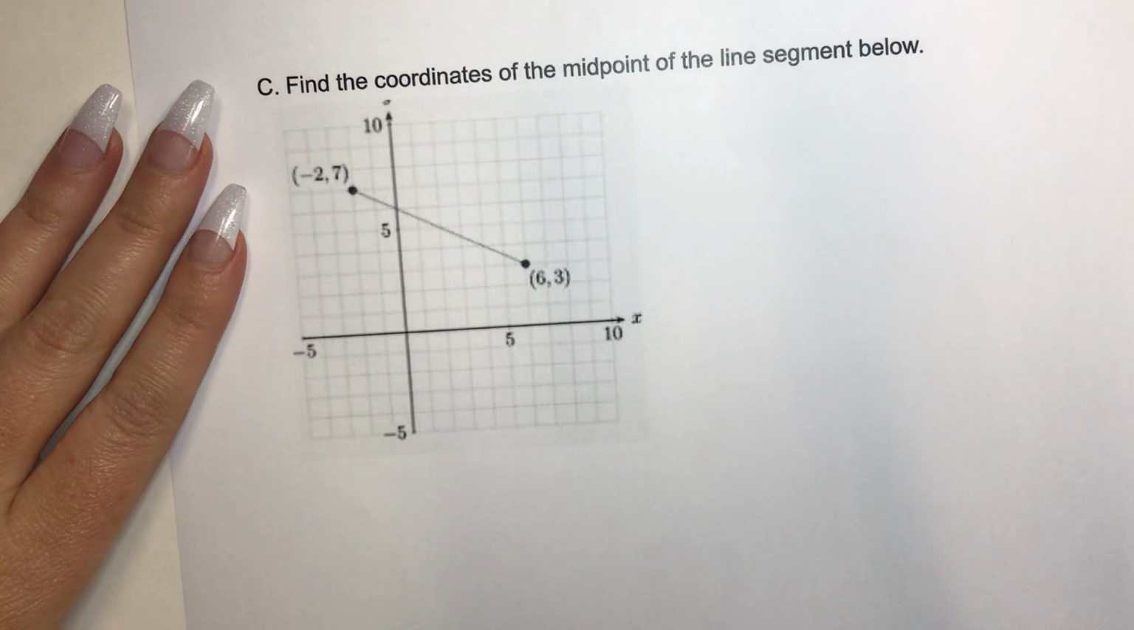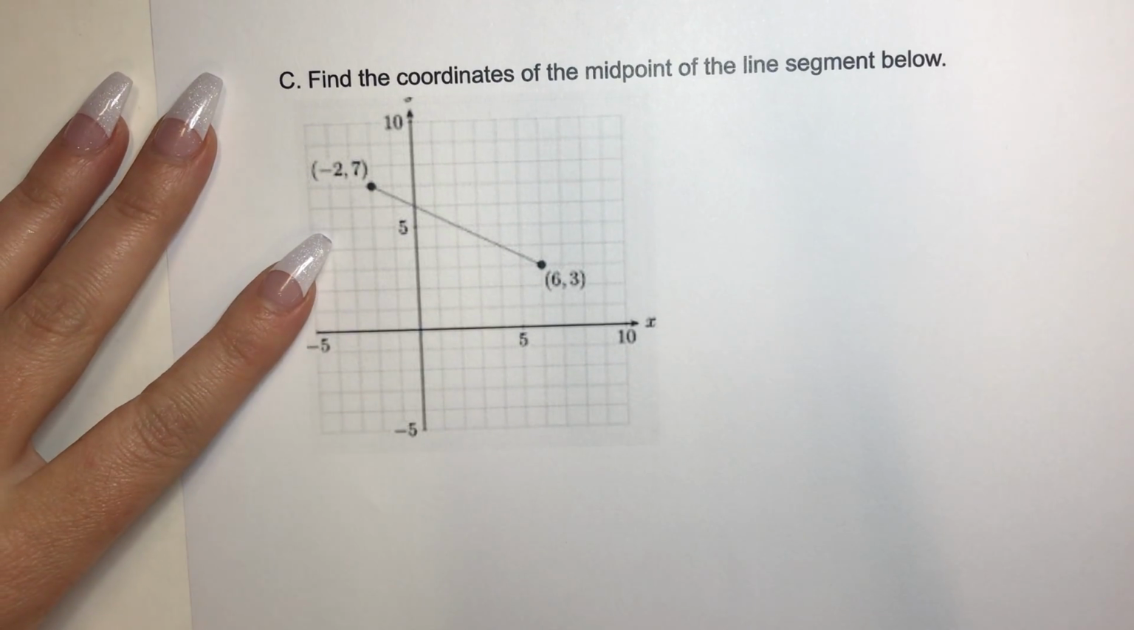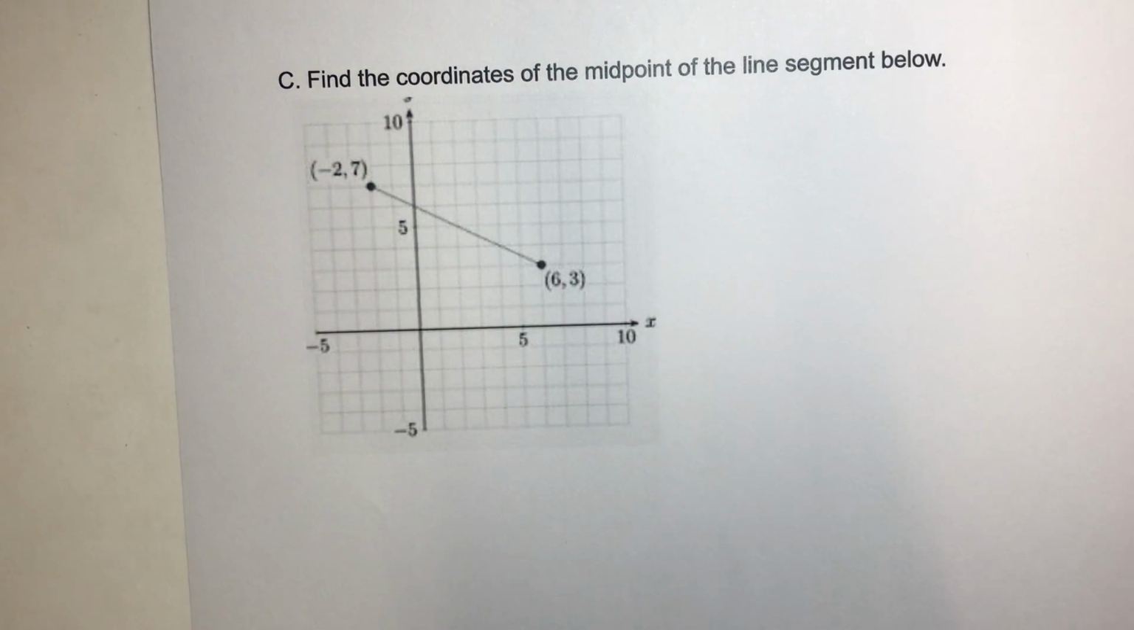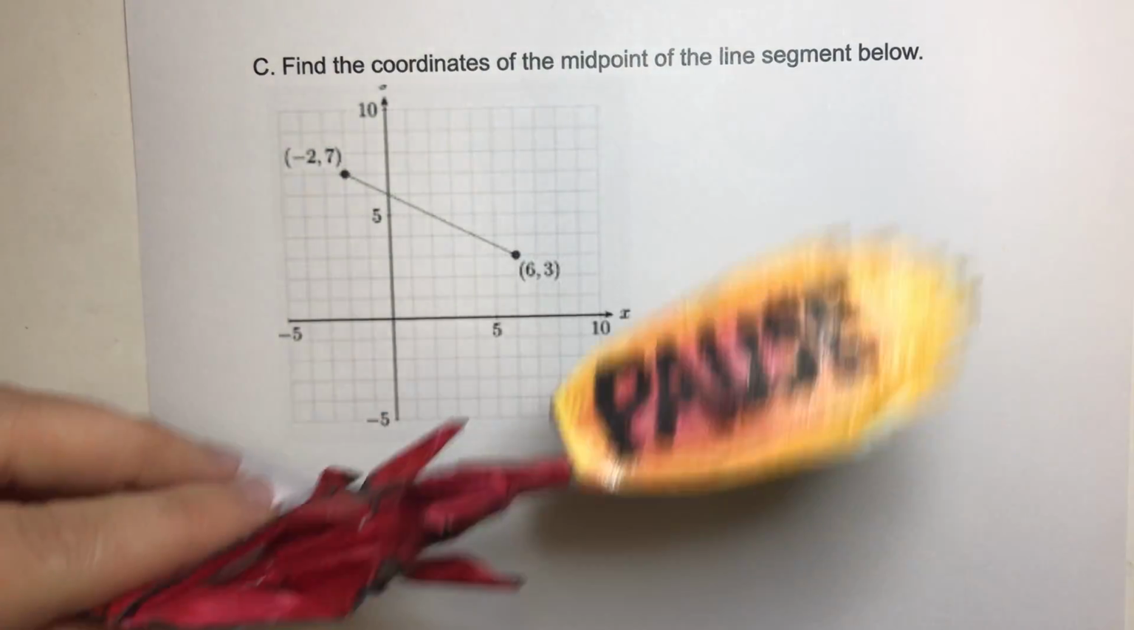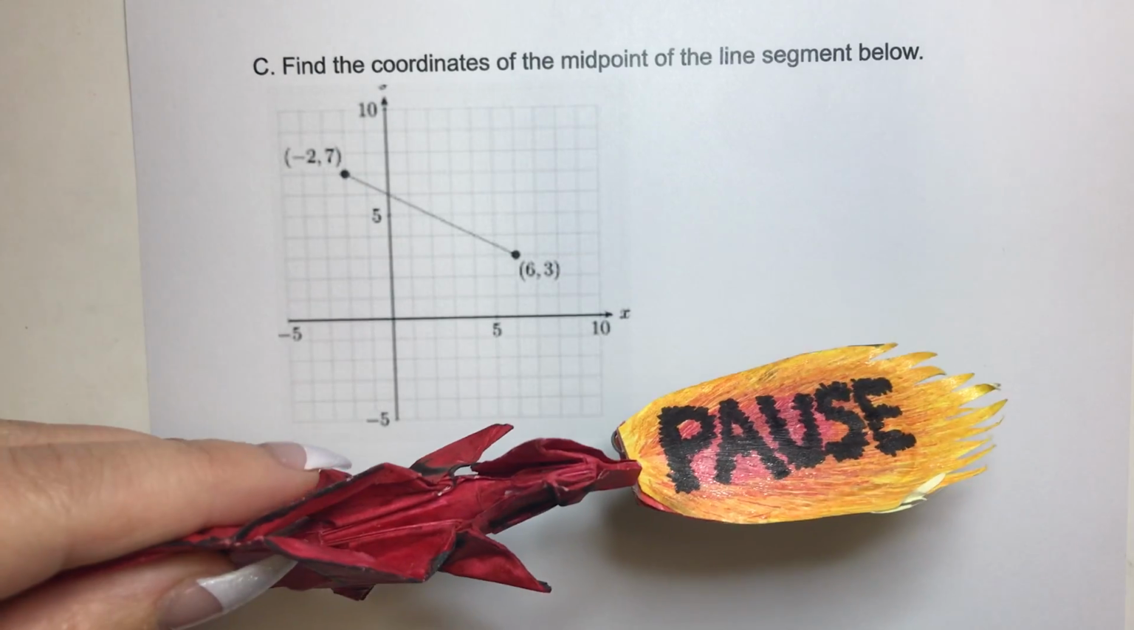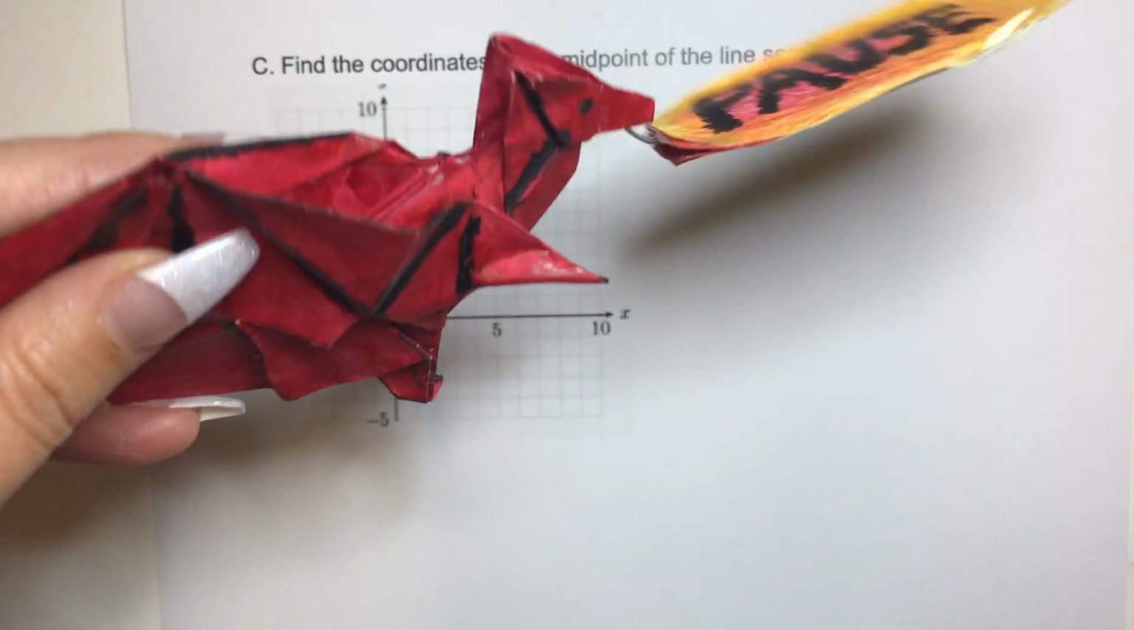Okie doke. Now it is your turn, ladies and gentlemen. I want you to find the coordinates of the midpoint of this line segment below. Make sure you write that midpoint formula and define your terms. And here's my friend, the pause dragon. Remind you to pause your device. Go ahead and work this problem out. When you get done, press play and we'll talk about it. All right, see you in a bit.